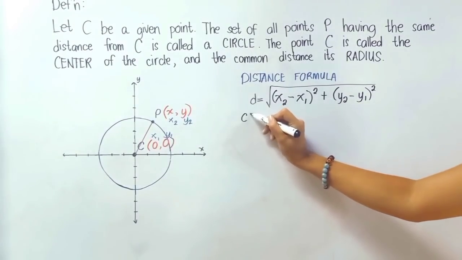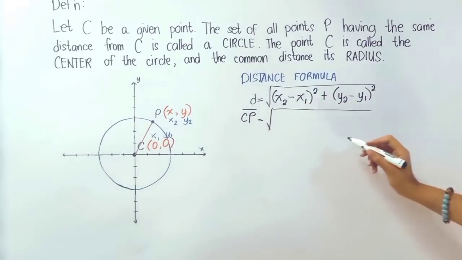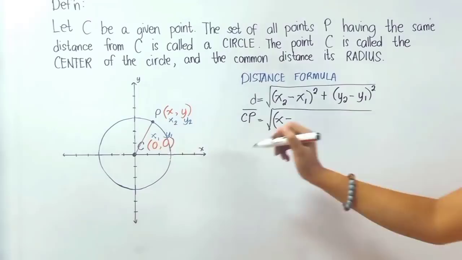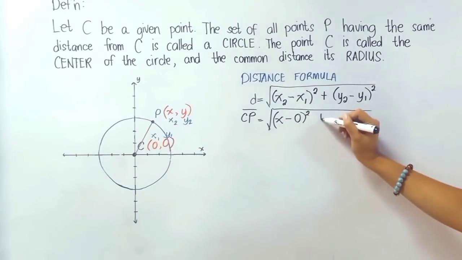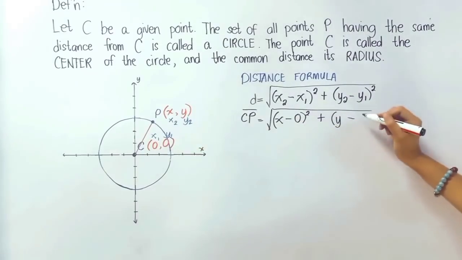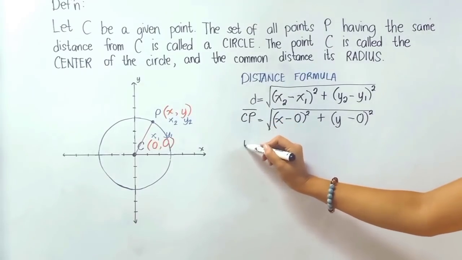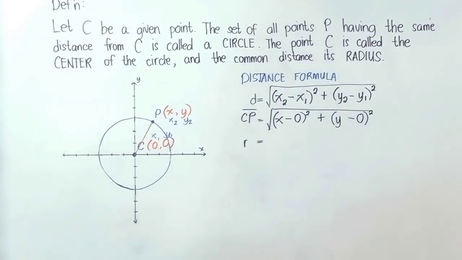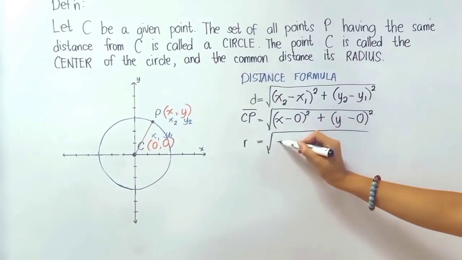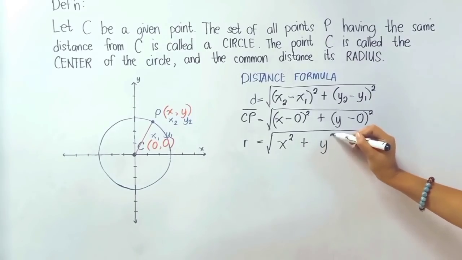So to get the distance of line segment CP, we'll simply substitute the values here. So it's the square root of x sub 2 is x minus x sub 1 is 0, quantity squared, plus y sub 2 is y minus y sub 1 is 0, quantity raised to 2. Now remember that line segment CP is our radius. So I will continue this portion here. So it will be x squared plus y squared.